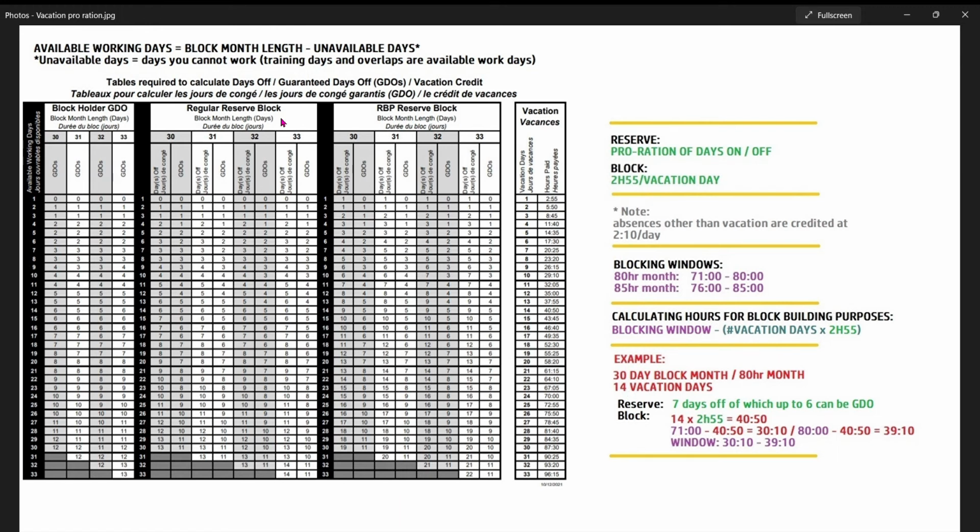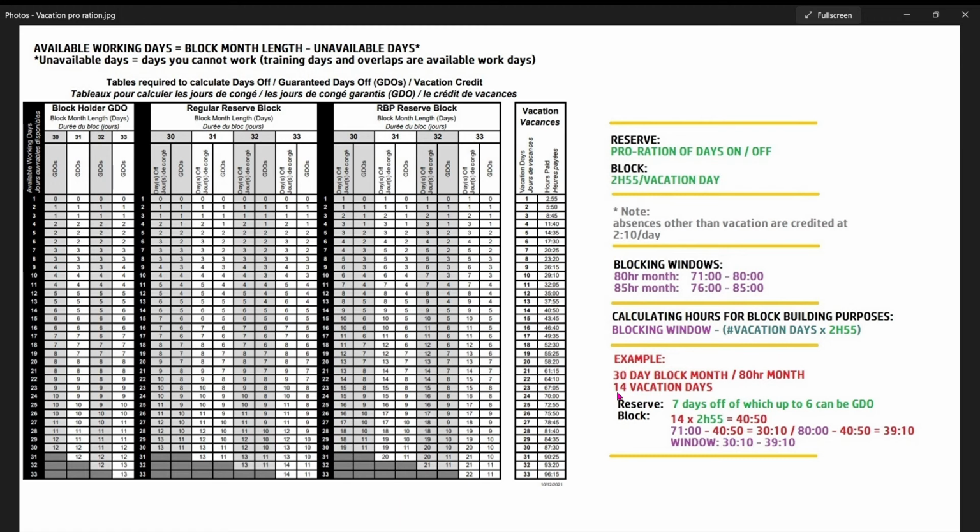Great. So if I want to be thinking that I'll be on reserve, I have 16 available days. I'm going to scroll down this here, which is my available days column, till I hit 16. We said it's a 30-day block month, so it's going to be under this column. So 16. Where does it intersect? Right here on the little 7. So I get 7 days off, of which up to 6 of these 7 can potentially be a GDO. And that's what we have right here. So in addition to your 14 vacation days for a reserve block, you could expect to get 7 additional days off.